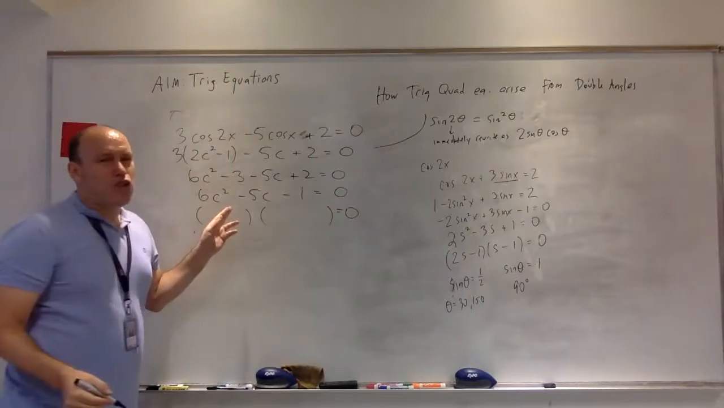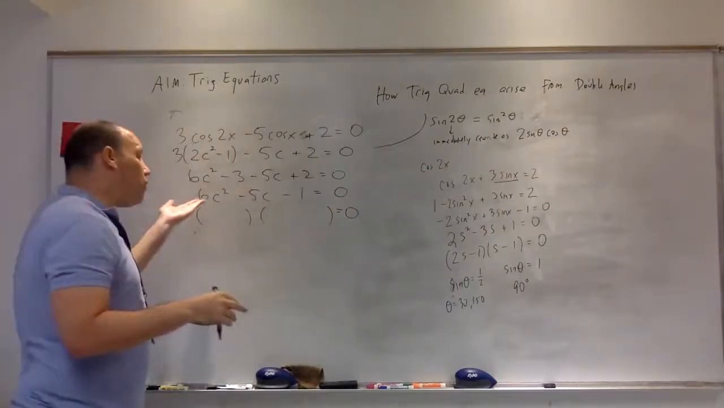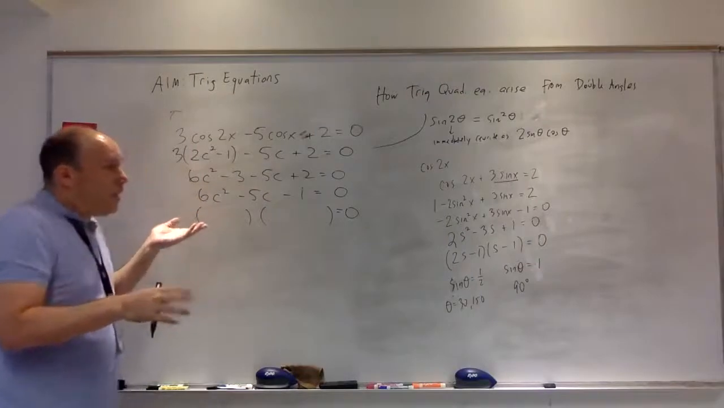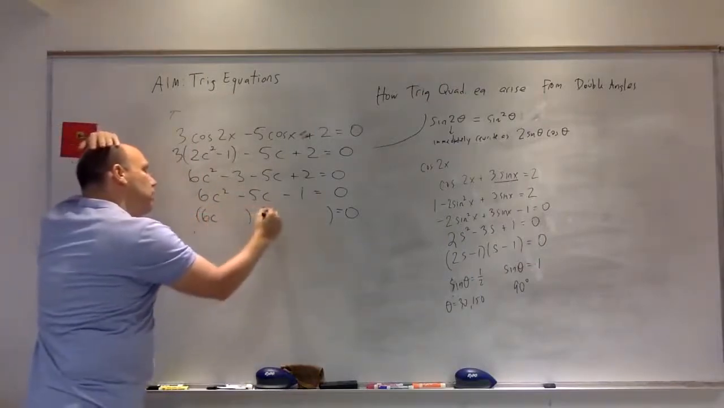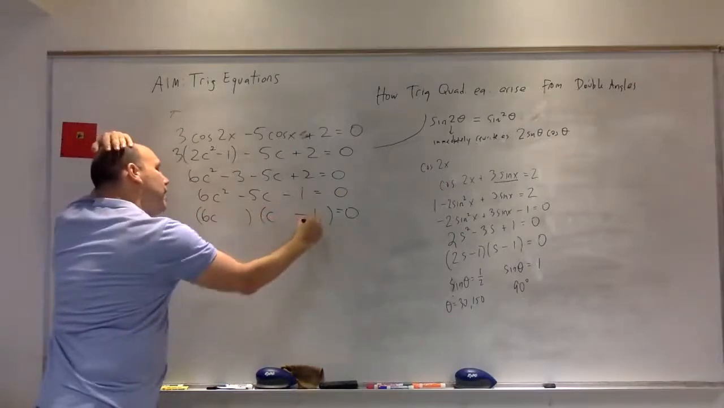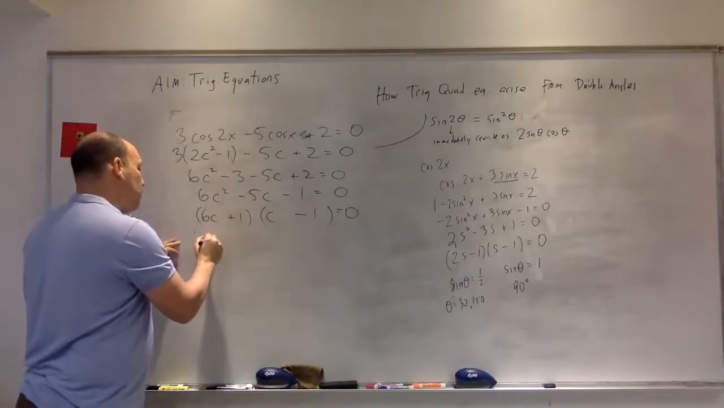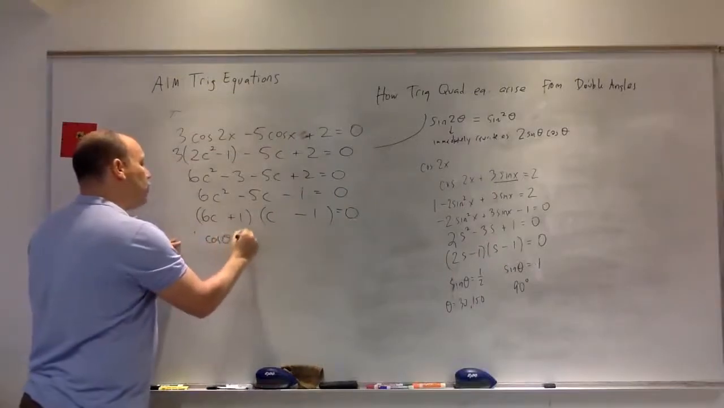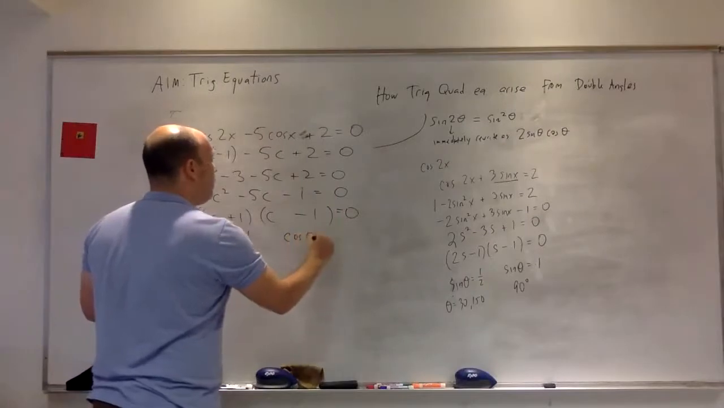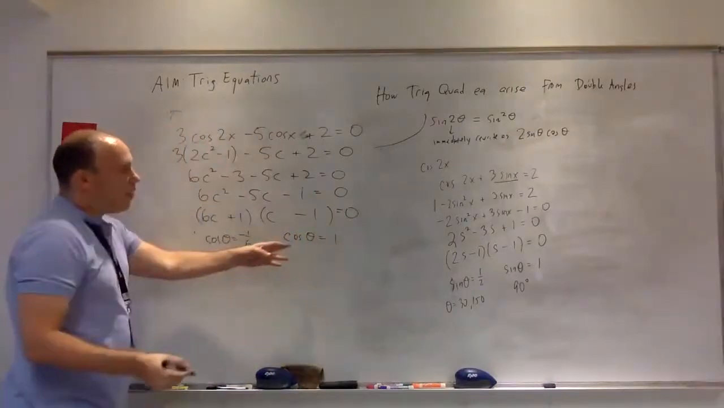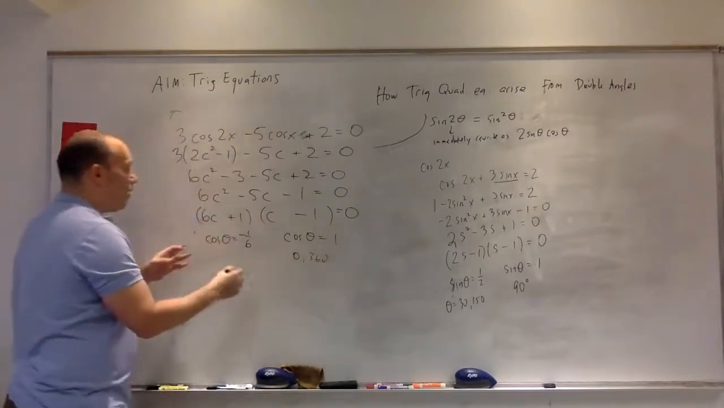It's probably not going to show up, but if it does, use your calculator. What do we have here? We have 6c plus 1 times c minus 1, and so cosine of theta is equal to negative 1/6, and the cosine of theta is equal to 1. This I can do on my own. What is this? It's 0 and 360. This one you need the calculator.